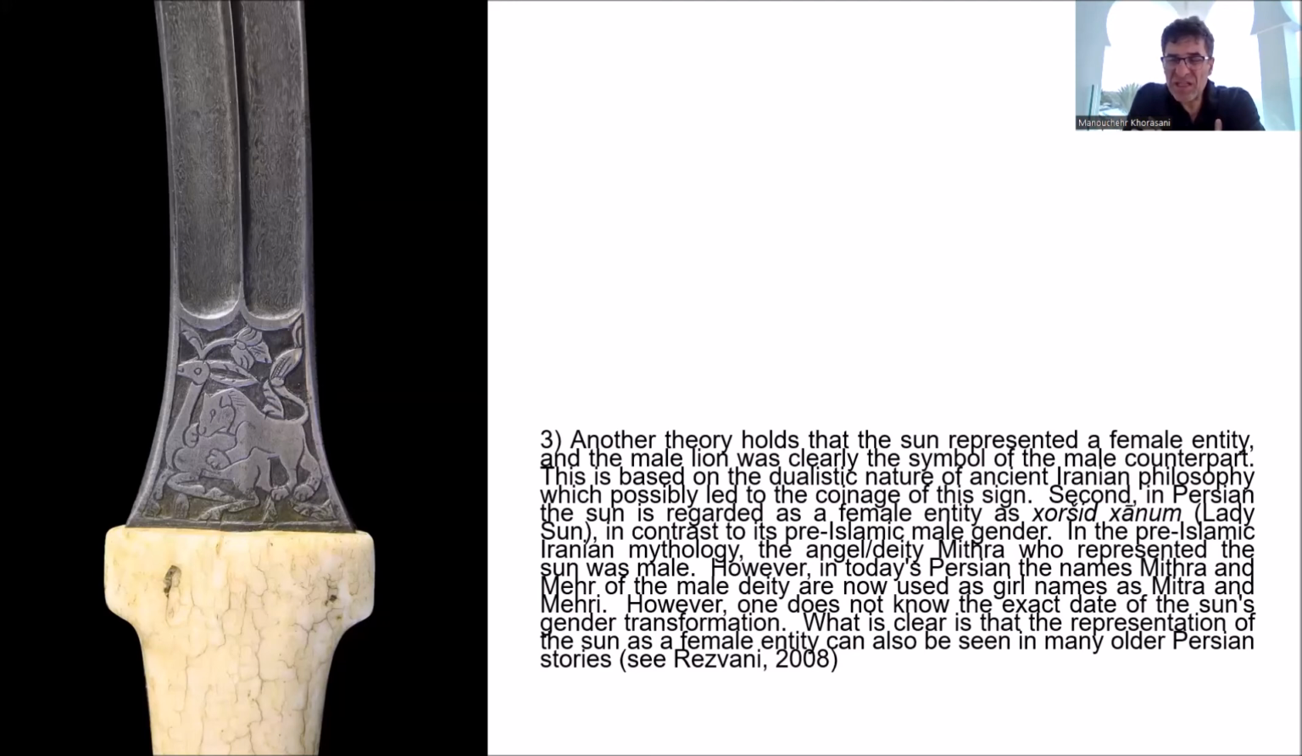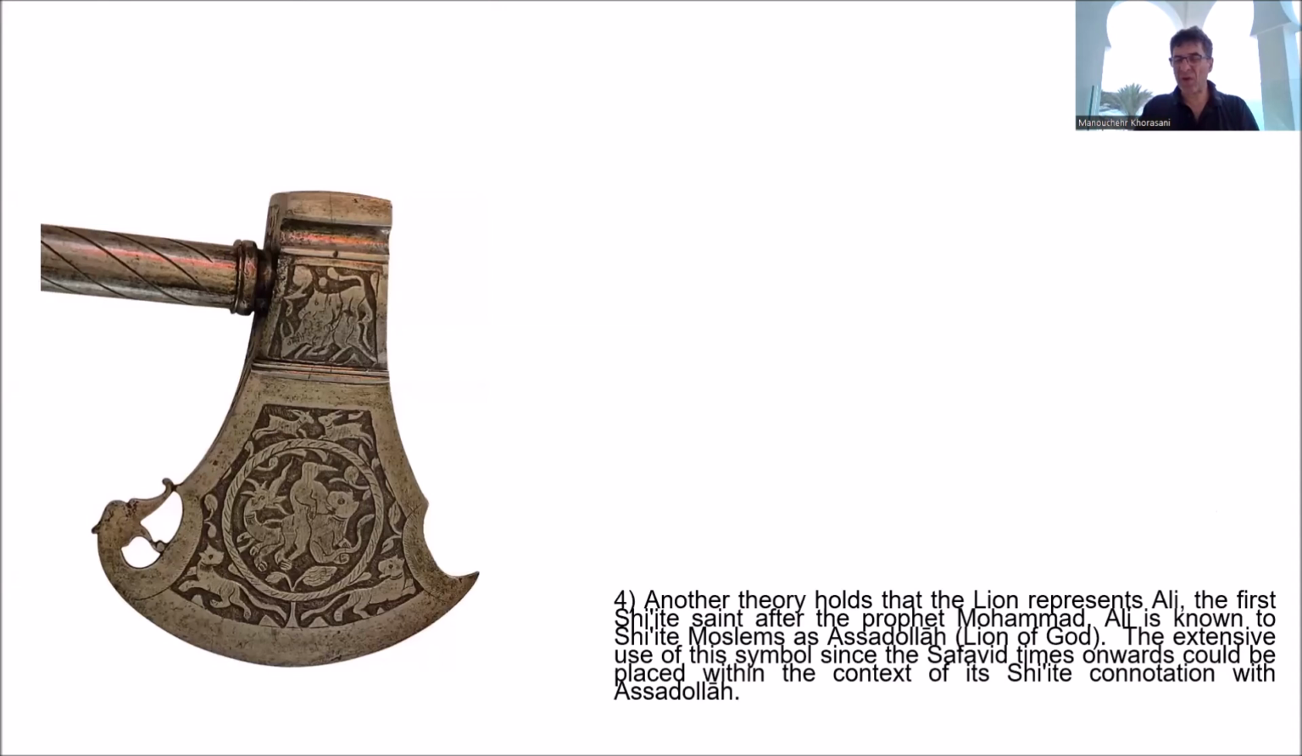In the pre-Islamic Iranian mythology, the angel deity Mitra, who represented the sun, was male. However, in today's Persian, the names Mitra and Mehr of the male deity are now used as girl names as Mitra and Mehri. However, one does not know the exact date of the sun's gender transformation. What is clear is that the representation of the sun as a female entity can also be seen in many older Persian stories. Another theory holds that the lion represents Ali, the first Shiite saint after the Prophet Muhammad.